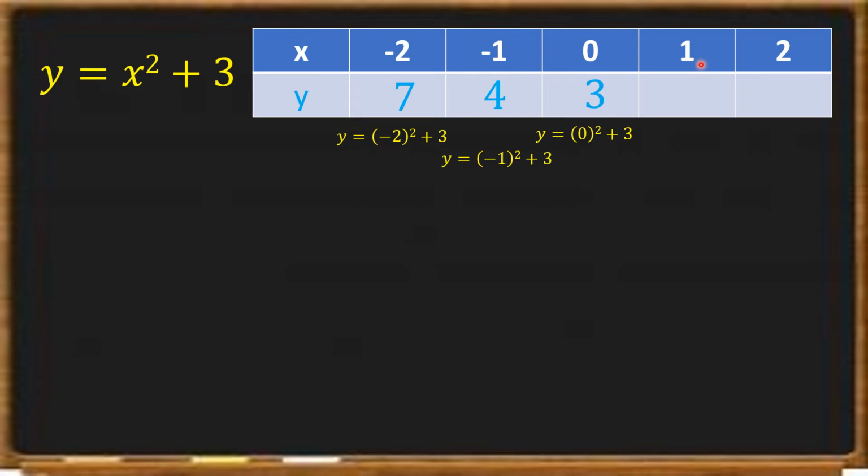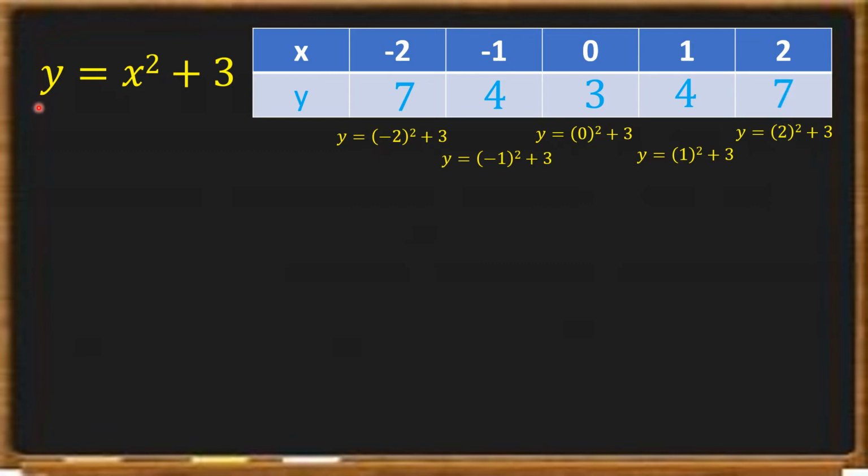And then if your x is 1, so y is equal to 1 squared plus 3. What is 1 squared? 1 times 1 is 1, plus 3. You have here 4. Okay, for the last value of x which is 2, y is equal to 2 squared plus 3. So 2 squared is equal to 4, plus 3, it's 7.